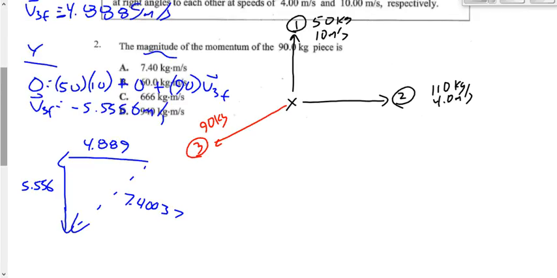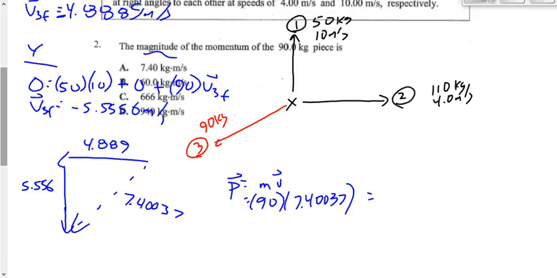Yeah, we just solved for the speed, the magnitude of the velocity. We need the momentum. How do we find the momentum? So the mass is 90. The magnitude of the velocity is 7.40037. How many people said 7.4 for that one? Okay, one person raised their hand. That's a lie. I know lots of you said that. Okay, there's a moral to this story: make sure you know what you're being asked for.